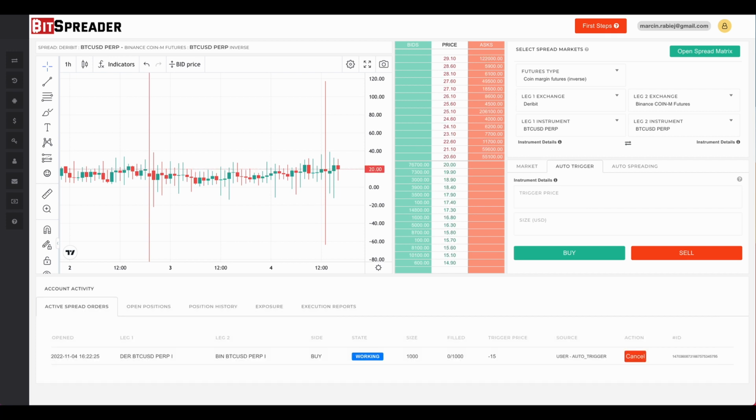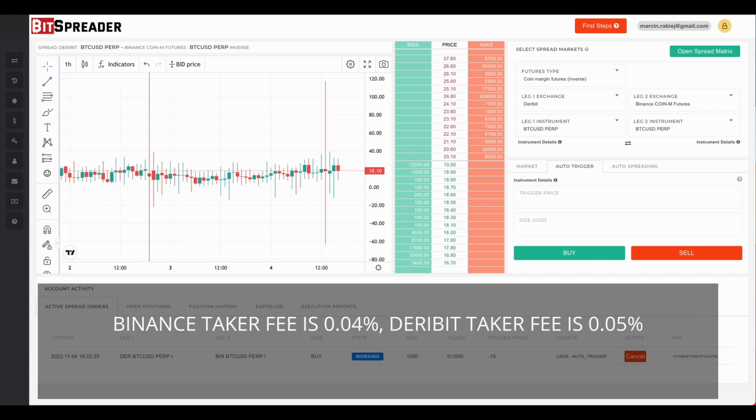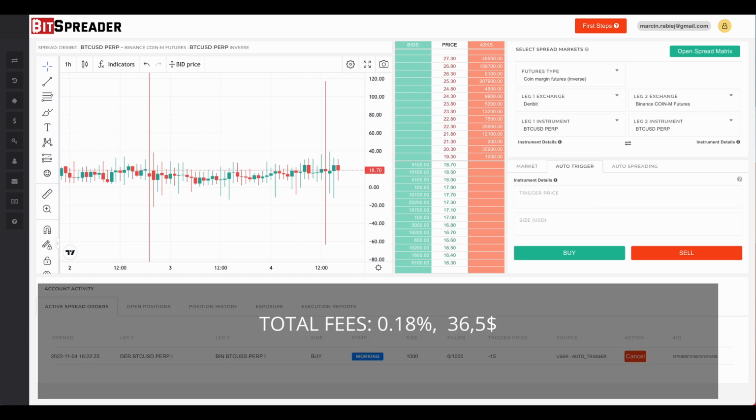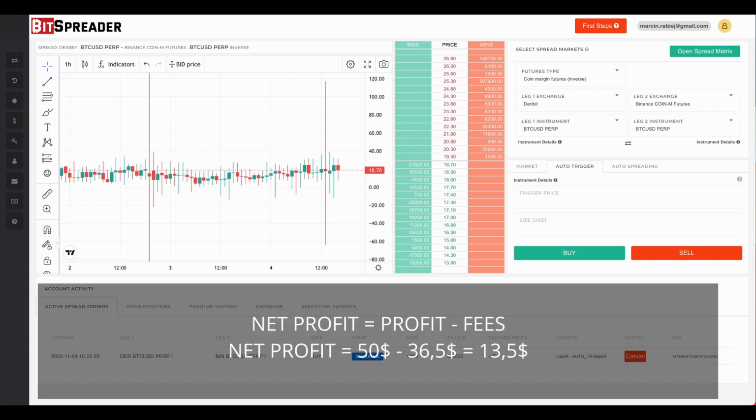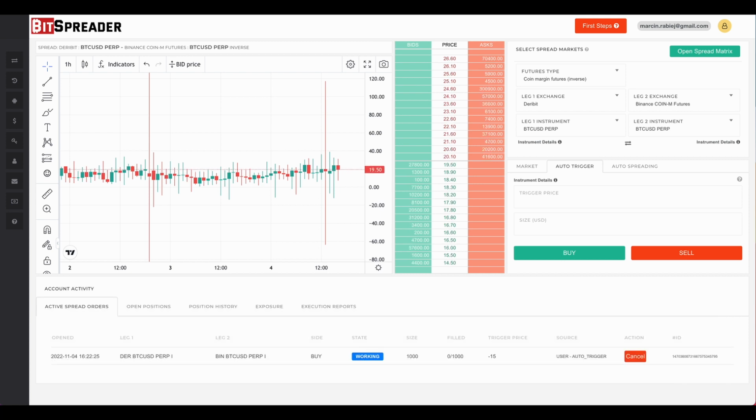For each market order, we pay the taker fee. In the basic level fee tier, Binance has 0.04% taker fee and Deribit has 0.05% taker fee. For all the trades together, we would pay 0.18% fee. As the price analyzed earlier, referring to 1 BTC, is around $20,300, 0.18% is $35.5. After subtracting this from our profit, that is $50, we are still at a profit of $13.5. Not bad. The question is, will the auto trigger be able to catch these spikes in price?